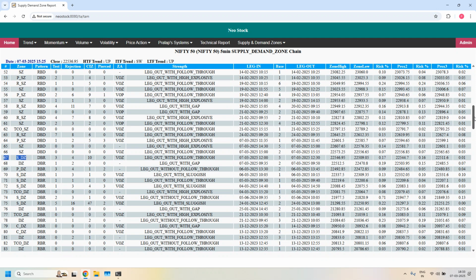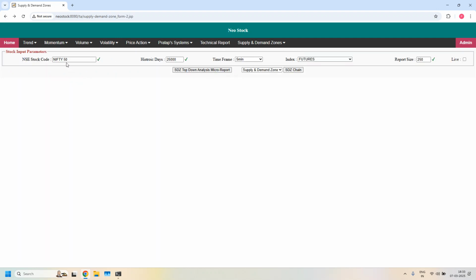Okay, this is about the 5 minutes supply demand zone chain for Nifty. Next, we will generate the Bank Nifty supply demand zone chain. Going back, changing the name to Nifty Bank. That is nothing but Bank Nifty. Starting with the monthly time frame, generating the monthly supply demand zone chain for Bank Nifty.